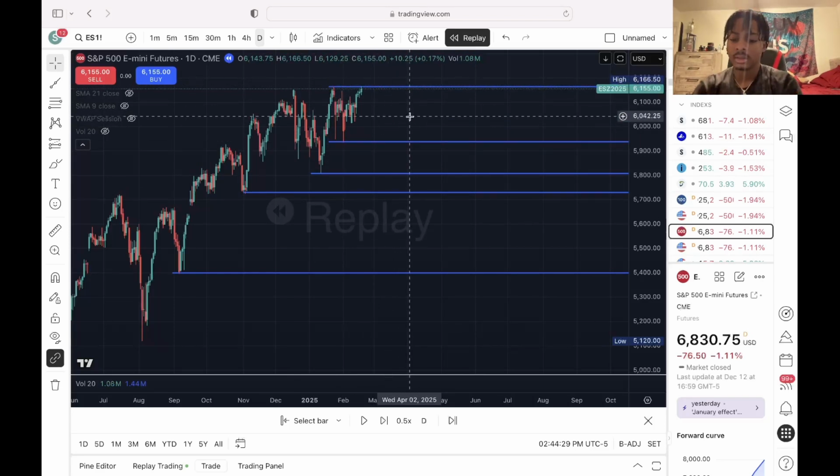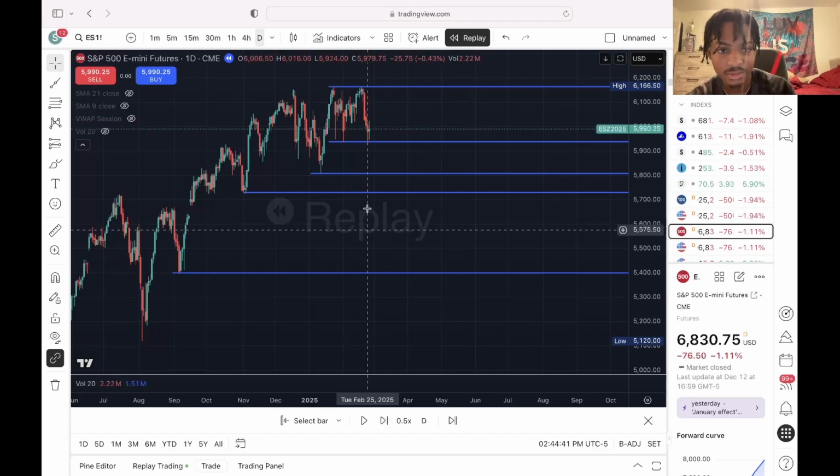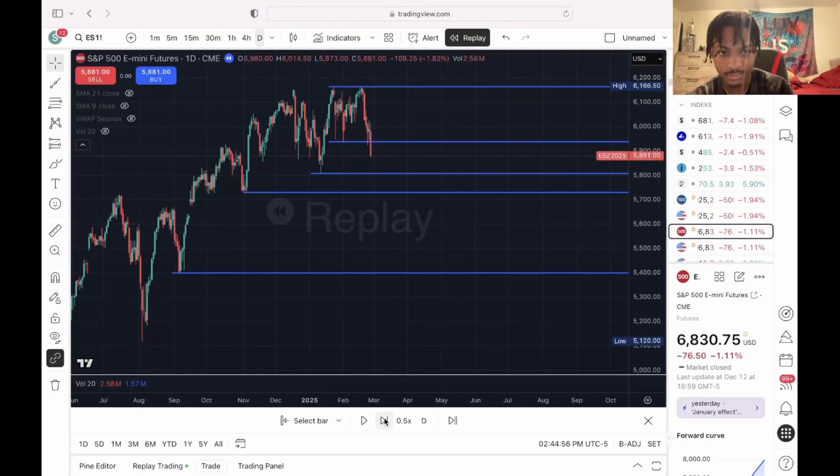So if we look and see what happened, we can play it forward a little bit. And just like that, we test that first low right here, have a little bounce. Then on this green candle, people bought and they're like, okay, maybe we can break out again, right? Break back up above. No. So we swept the first low and we have a lot of bearish momentum.